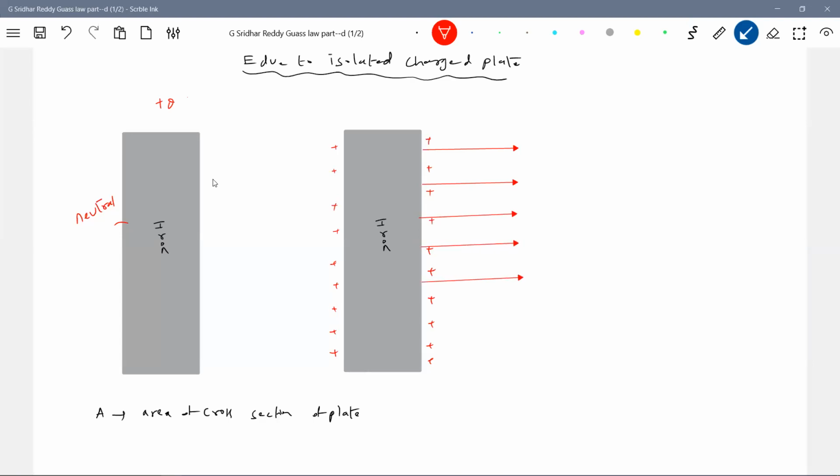Why should the charge be distributed uniformly? Look at the radius of curvature. It is everywhere the same, infinite. So the charge will be distributed uniformly. These are lines of force similar to a non-conducting charged sheet, and the field will be uniform.